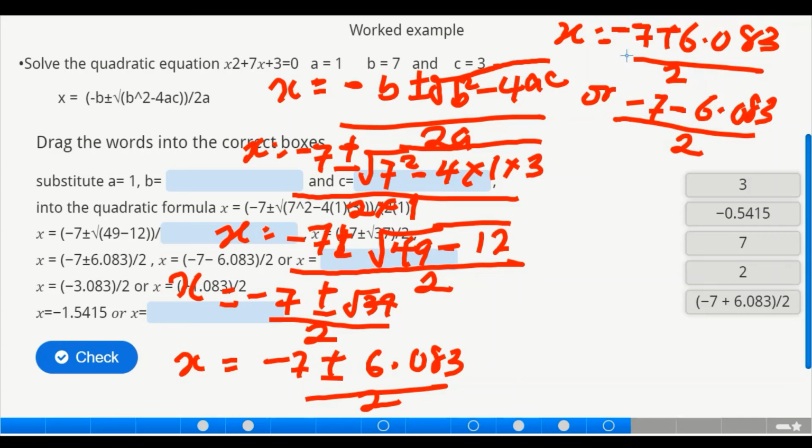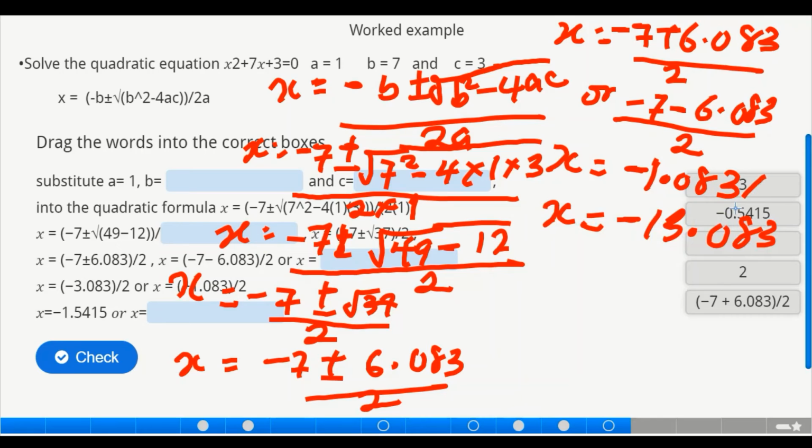Now minus 7 plus 6.083 is what? That's going to give us minus 0.917. So x is equal to minus 0.917 divided by 2 here. Now for the other one, minus 7 minus 6.083 is going to give us what? That's going to give us minus 13.083. So we are dividing this by 2. Remember, we are still dividing by 2. So x equals minus 13.083 divided by 2. What is that? That's going to give us minus 6.54.